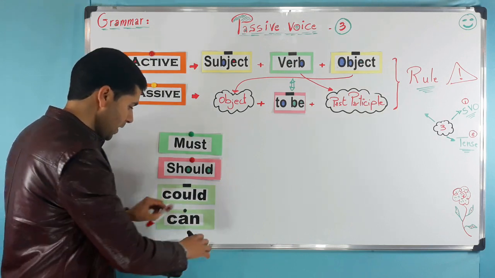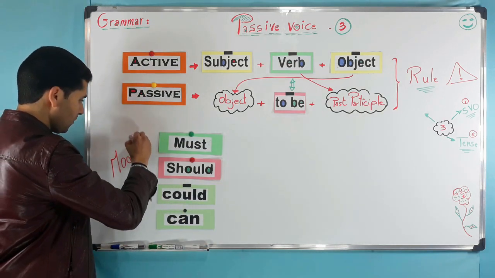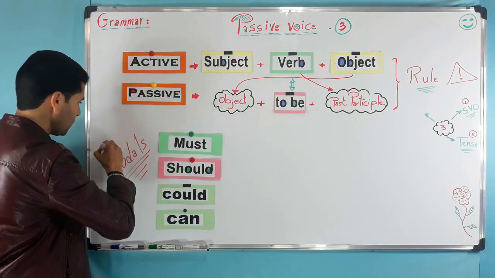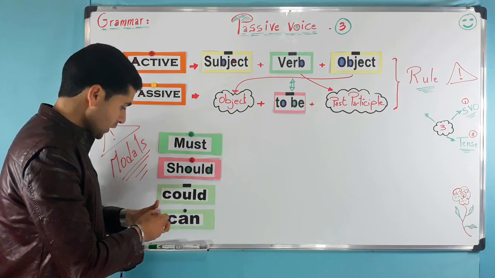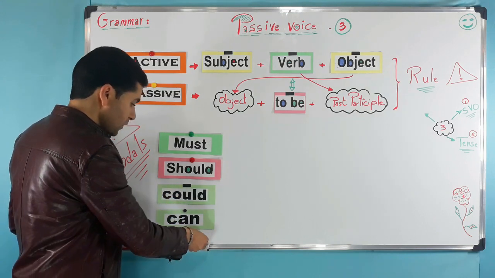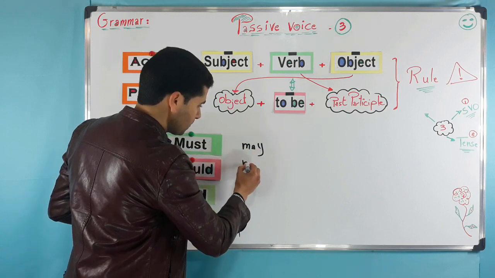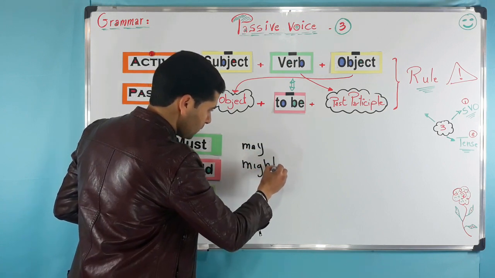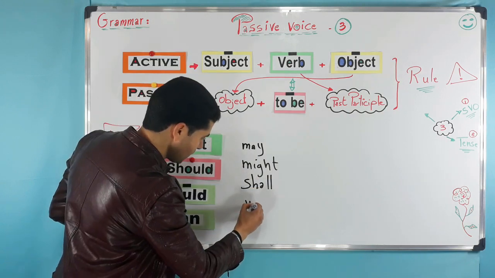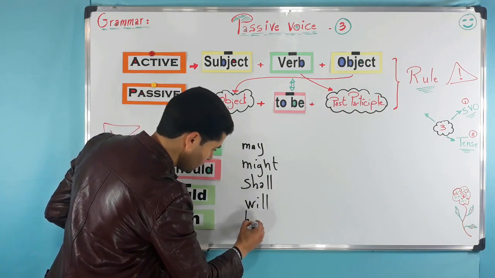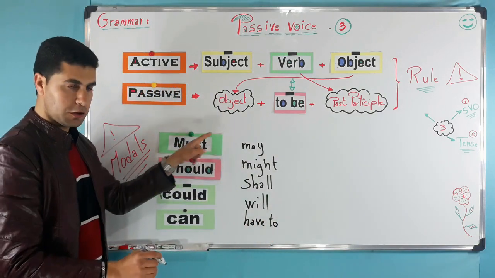So these are modal verbs, or we call them modals. Must, should, could, can. We can also include, for example, may, or might, or shall, will, have to. So all these are modal verbs.